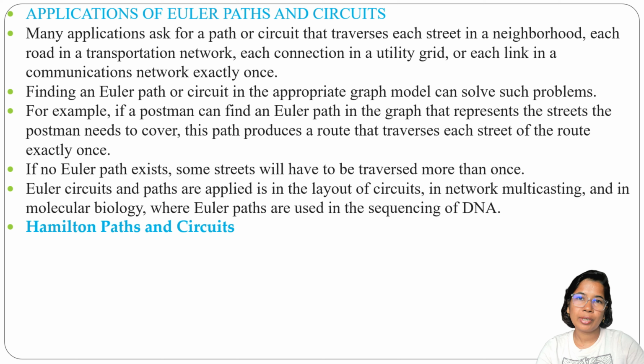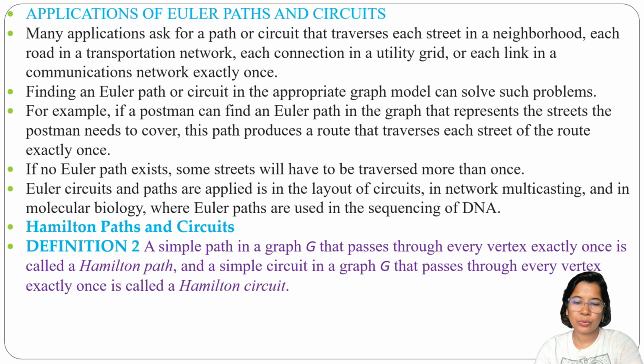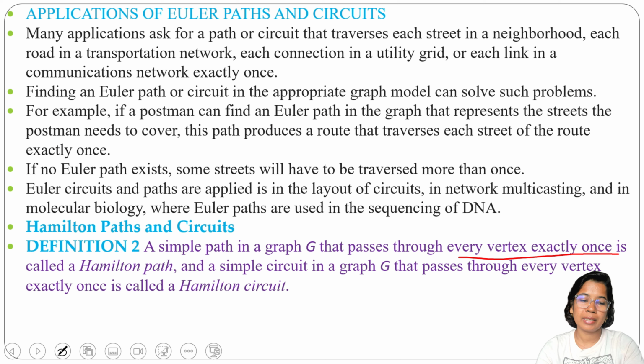In case of Euler path and circuit, we visit all the edges, whereas in case of Hamilton path and circuit, we visit all the vertices. Remember the difference. In case of Euler, we visit all the edges. In case of Hamilton, we visit all the vertices. So, definition 2: a simple path in graph G that passes through every vertex exactly once is called a Hamilton path. A simple circuit in graph G that passes through every vertex exactly once is called a Hamilton circuit.